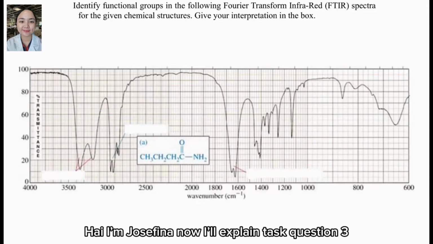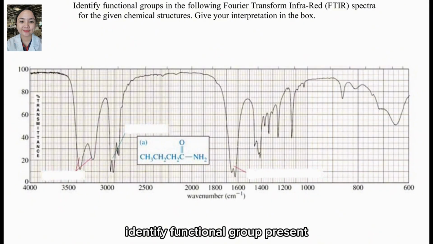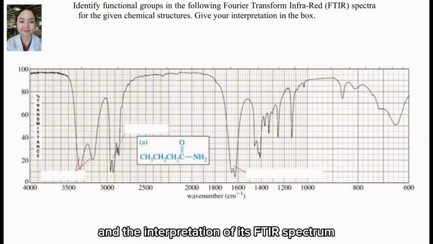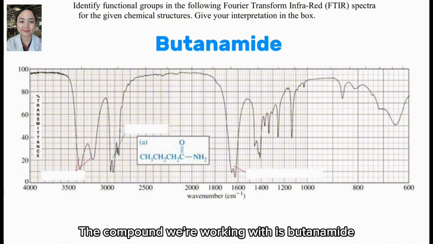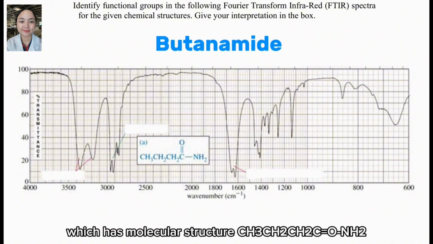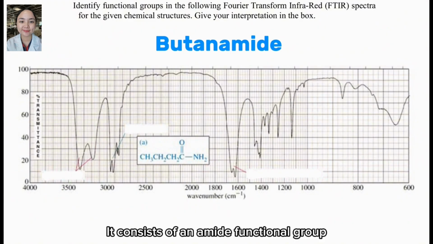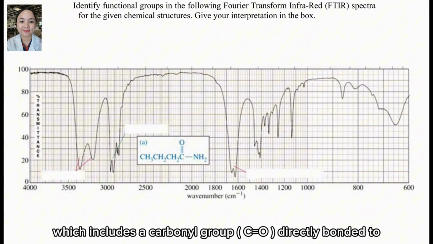Now I will explain task question 3, identify the functional group present and the interpretation of its FTIR spectrum. The compound we are working with is butanamide, which has the molecular structure CH3, CH2, CH2, C double bond O, NH2. It consists of an amide functional group, which includes a carbonyl group directly bonded to an amine group.